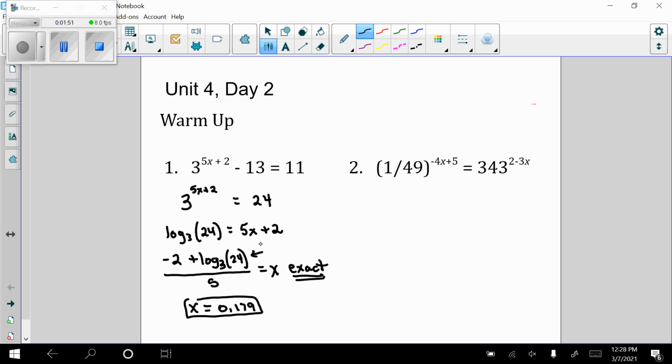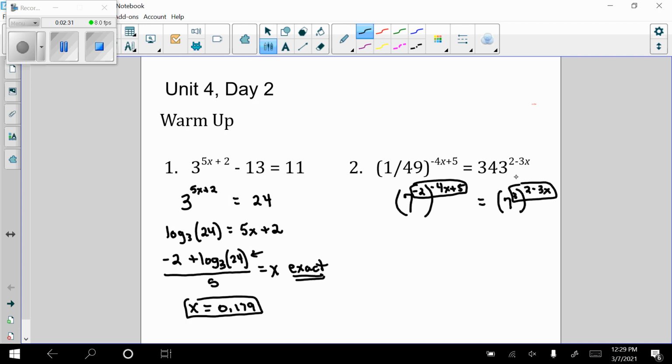Okay, so for this one, it's going to be easier to notice that both of these numbers have the common base of 7. So 1 over 49 is equal to 7 to the negative 2. And then I have negative 4x plus 5 as my exponent. 343 is actually 7 to the third. And I have my exponent of 2 minus 3x. So now that I have my same base, I can use my power of power properties and just set my exponents equal to each other.